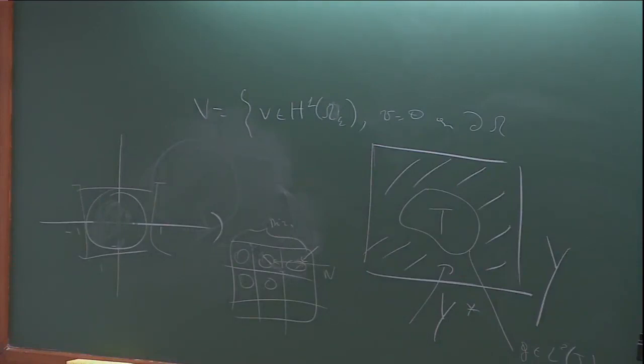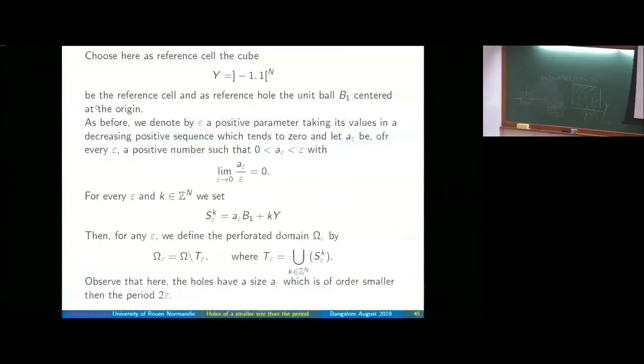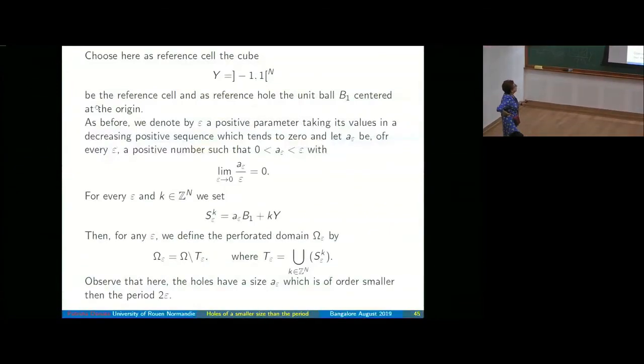What do we do? We take a sequence of epsilon which tends to 0. We take a_epsilon smaller than epsilon, even of order smaller than epsilon, in the sense that the limit of a_epsilon over epsilon goes to 0. Then we take the set of the holes, any hole is of the form a_epsilon B1 plus k epsilon Y. That means that we have the repeated holes, but the size of the holes is a_epsilon. Here epsilon is missed too, sorry.